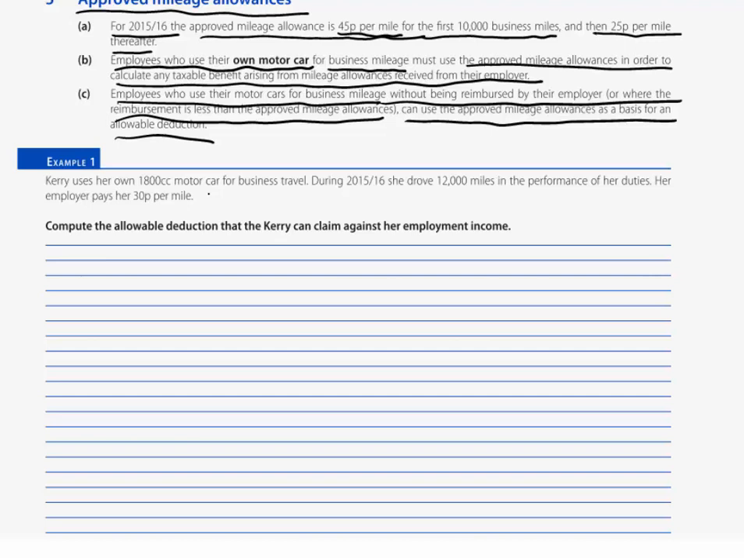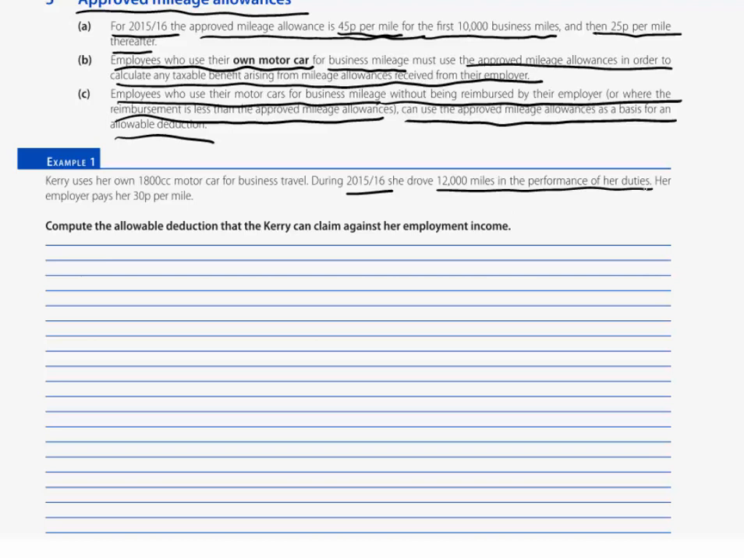But here what we're interested in is that during our tax year she drove 12,000 miles in the performance of her duties, business miles. Now be careful in exam questions. You may be told the total mileage and given an analysis of that total mileage. You then have to work out from that analysis what is actually business miles, i.e. from one place of work to another, as compared to what is private. And remember, as we'll say it again, private is to include the mileage from home to work and work to home again at the end of the day.